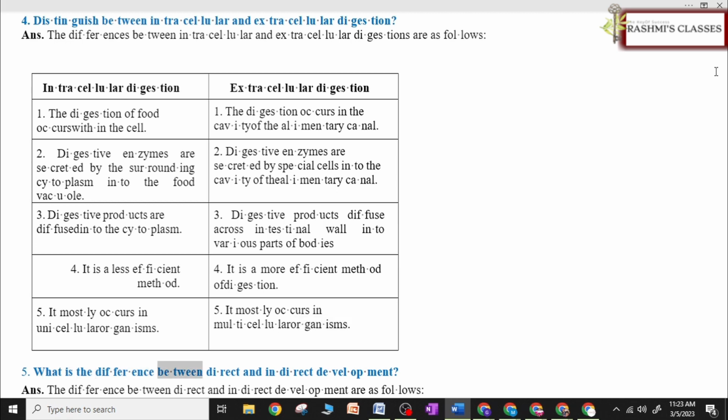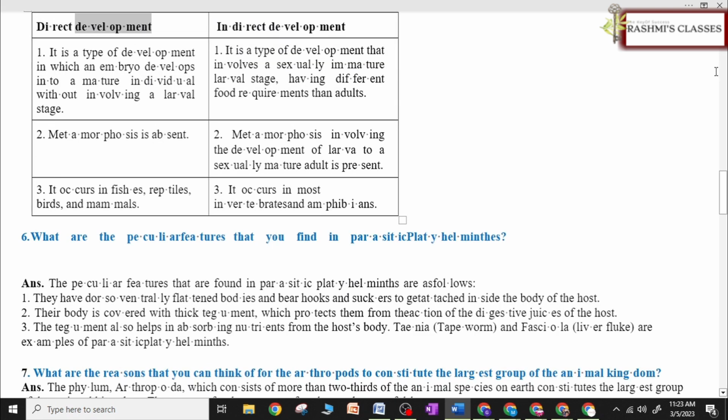What is the difference between direct and indirect development? The differences between direct and indirect development are as follows. Direct development: 1. It is a type of development in which an embryo develops into a mature individual without involving a larval stage. Indirect development: 1. It is a type of development that involves a sexually immature larval stage, having different food requirements than adults.